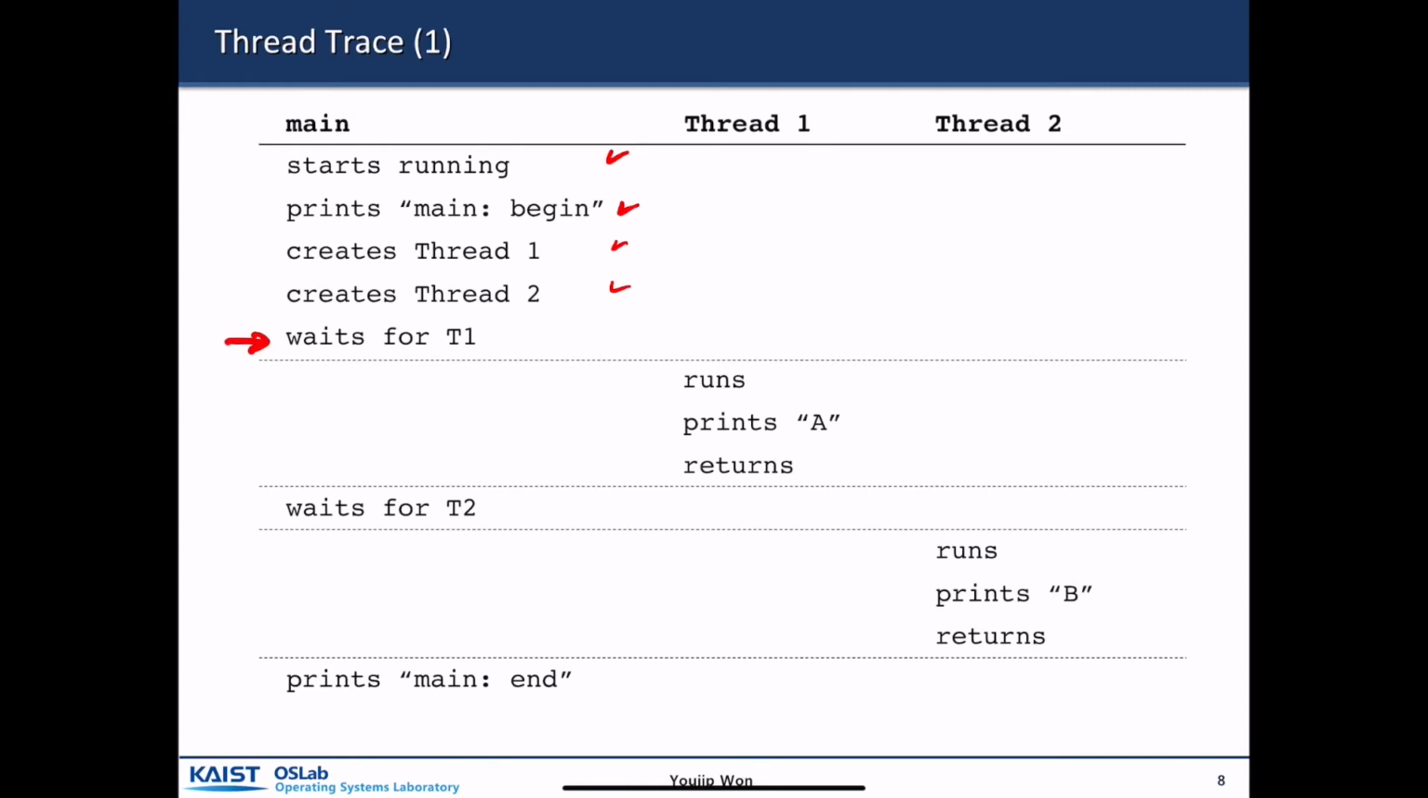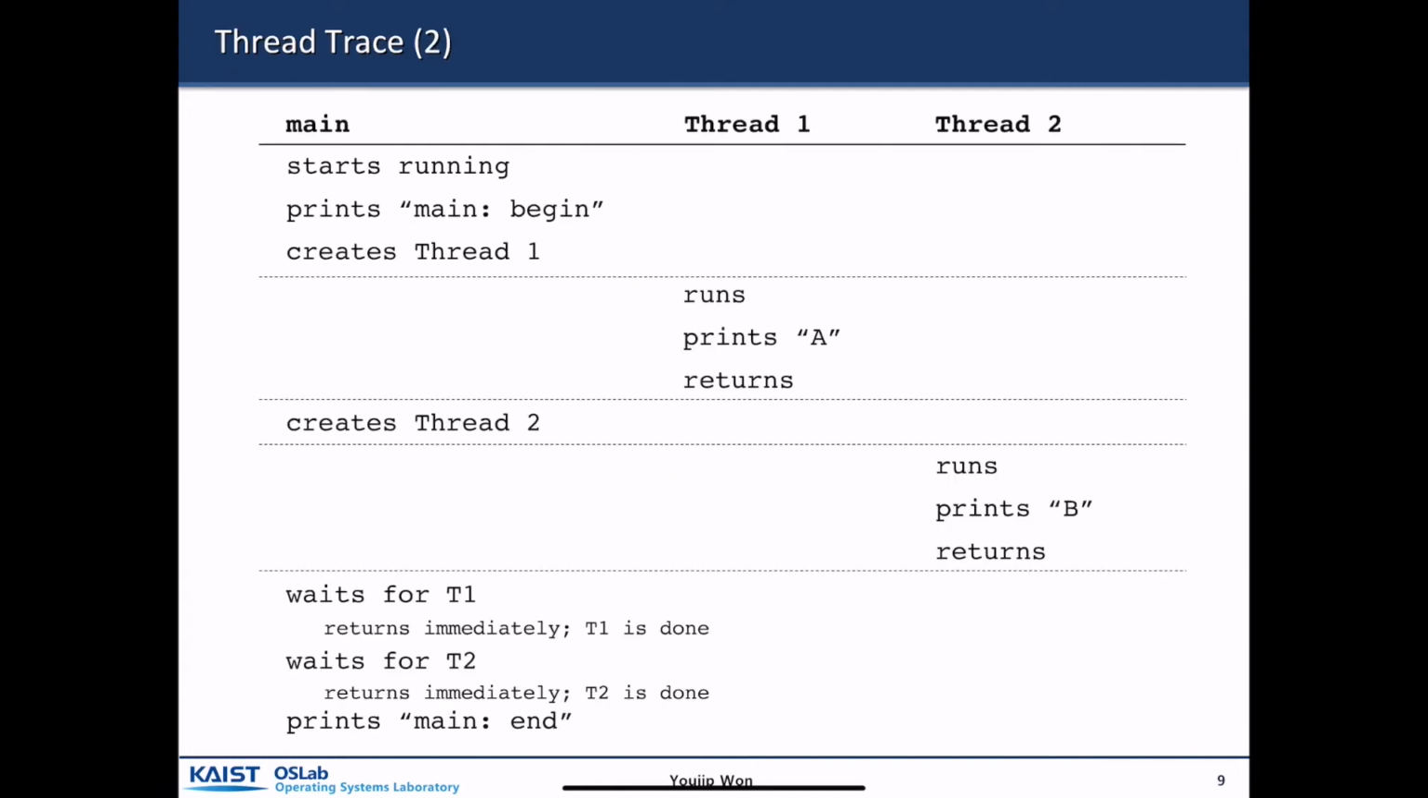Thread 1 prints A and returns. Then the wait function in the main thread, the caller, returns, and it calls pthread_join for T2. Because the caller has been blocked, the context switches to thread 2, which runs, prints B and returns. Then thread 2 finishes, control returns to the caller, and it prints main end. So here, the order in which the strings are printed is A, B, and main end.